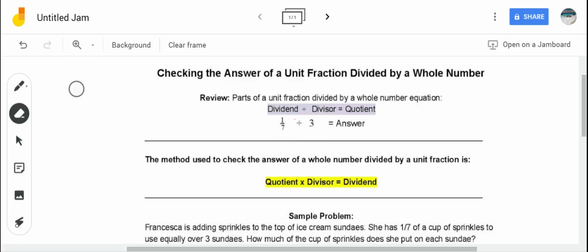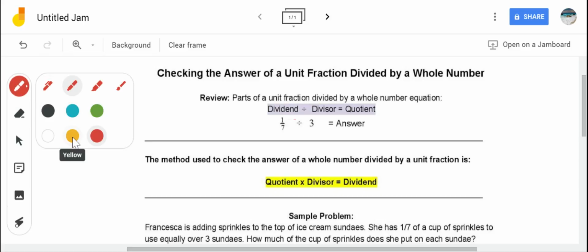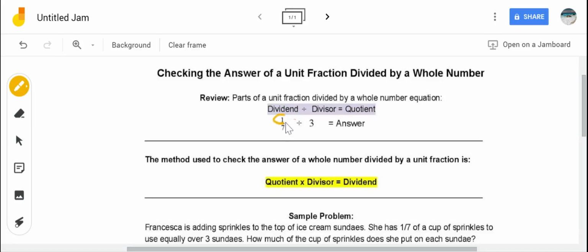Hi learners, today we're going to be talking about checking the answer of a unit fraction divided by a whole number. The equation that we've been working with all week is parts of a unit fraction divided by a whole number equation. We started with the dividend, which was our unit fraction. Remember, a unit fraction has a 1 as the numerator. The divisor in this equation is our whole number, and then the quotient is the answer in any division equation.